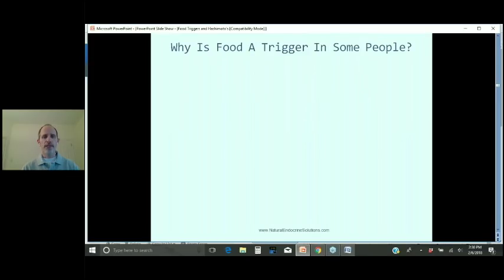So why is food a trigger in some people? Well, before talking about this, I'd like to talk about IgE allergies and IgG sensitivities. IgE allergies are an immediate reaction. For example, if someone has an allergy to peanuts and they have that anaphylactic reaction, usually that's within a few minutes. Or a bee sting, so it doesn't have to be a food. You could have, of course, allergies to pollen and animal dander.